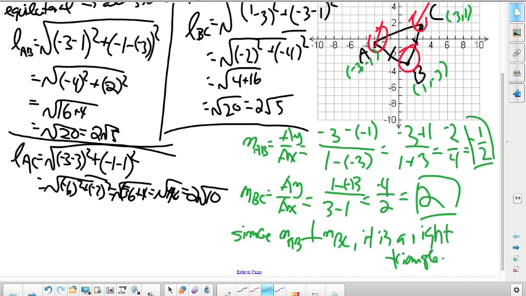Okay? So these are some of the things I want to start seeing when it says, you know what, classify a triangle, what kind of a triangle do we have? And these are all the calculations that we need to do.